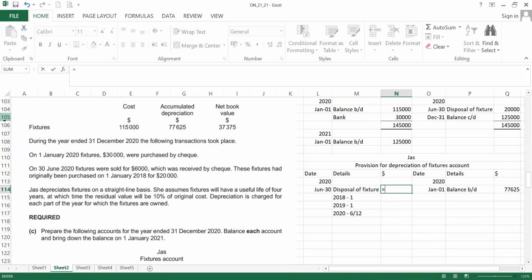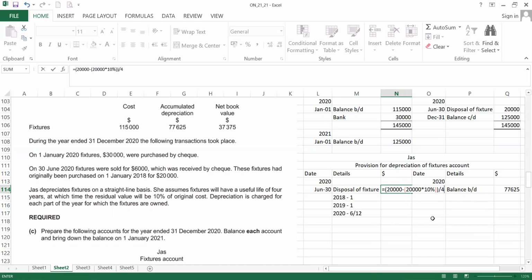The depreciation is the straight line method, useful life 4 years, and residual value is 10%. So we need to take 20,000 minus the residual amount, 20,000 times 10%. This is the total residual amount, which is 2,000. So 20,000 minus 2,000 is 18,000, and divide by how many years? 4 years.